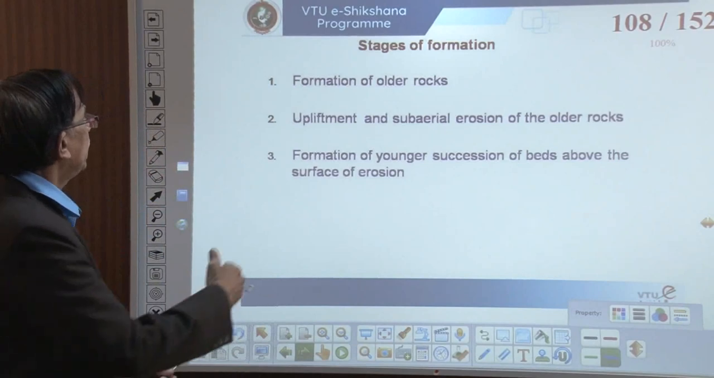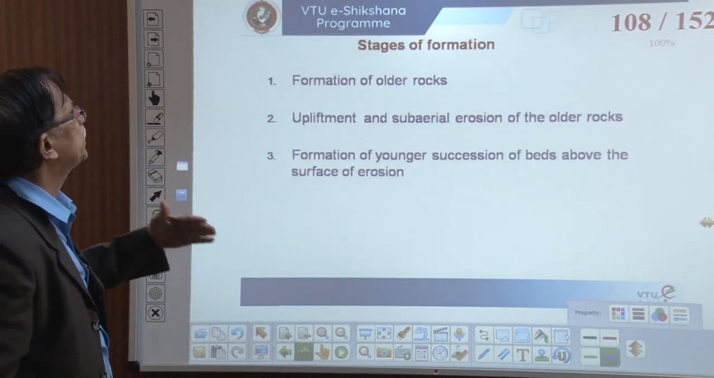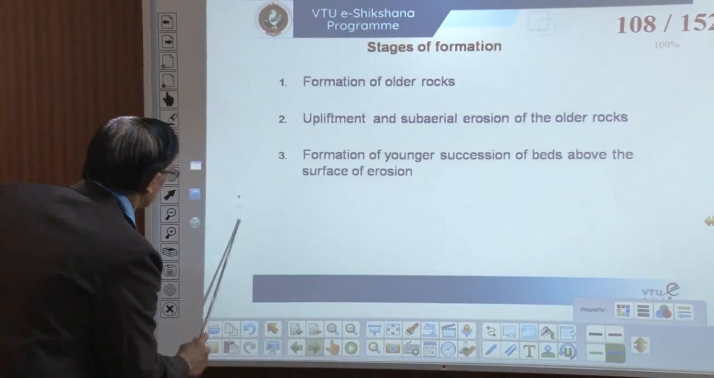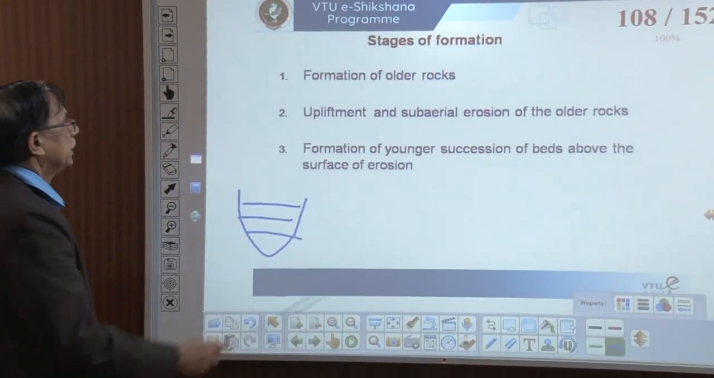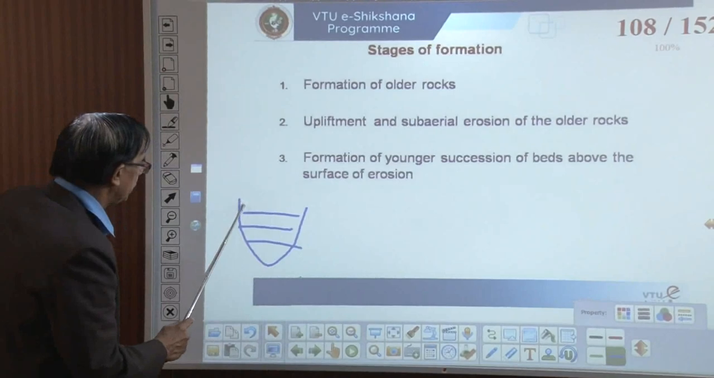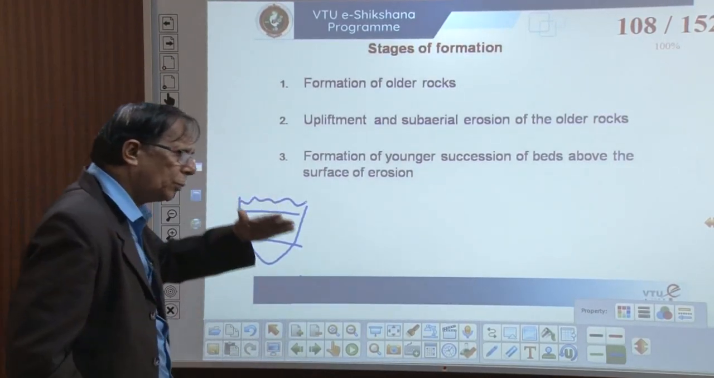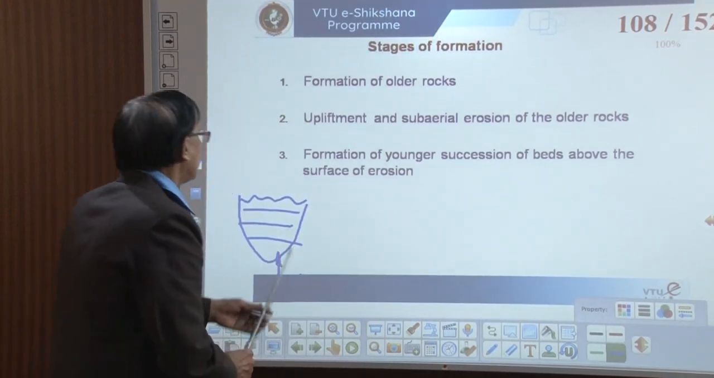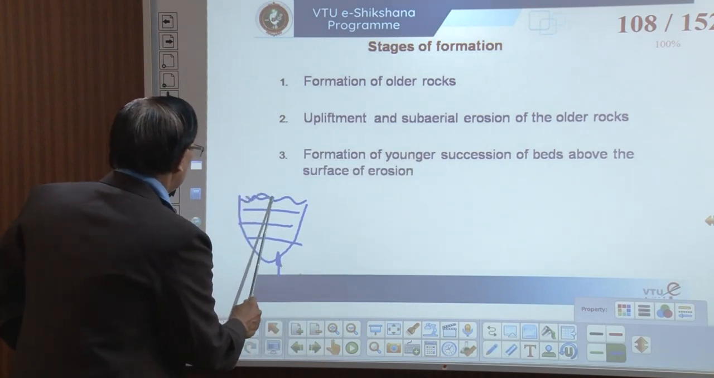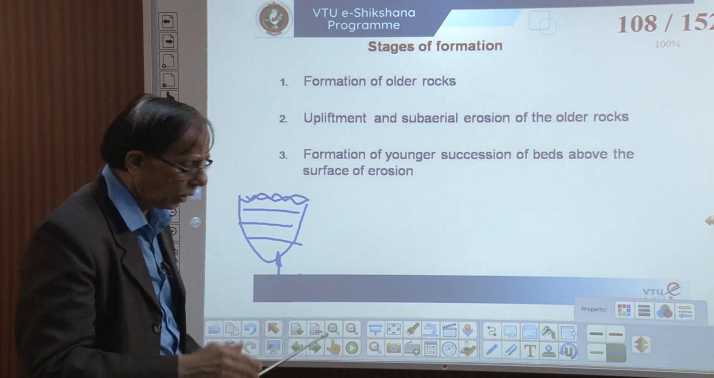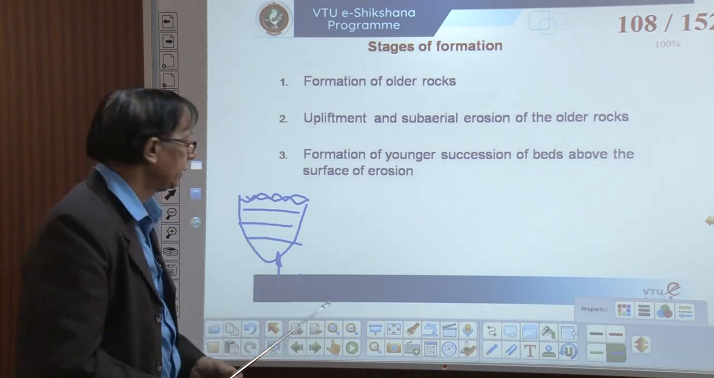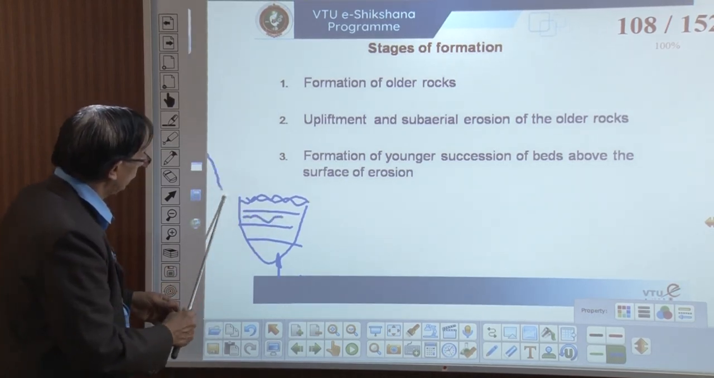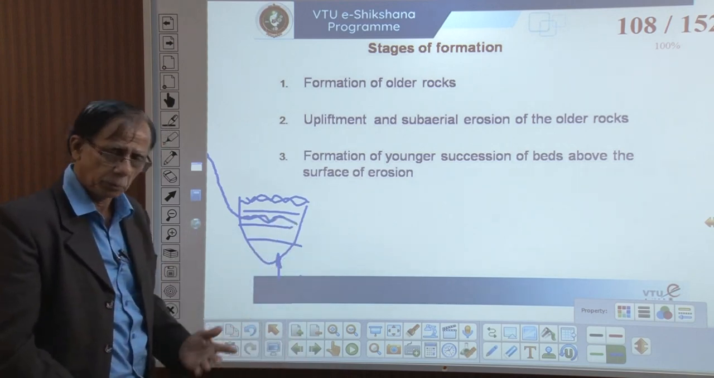Yes, as we just mentioned, these are different stages of formation of unconformity. Obviously, there should be formation of an older set of rocks like these. Then there should be upliftment, because these deposited materials are below sea level. There cannot be any erosion unless there is upliftment and subaerial erosion of the rocks below, or there can be a climate change, where suddenly the sea level may move down because of global climatic change.